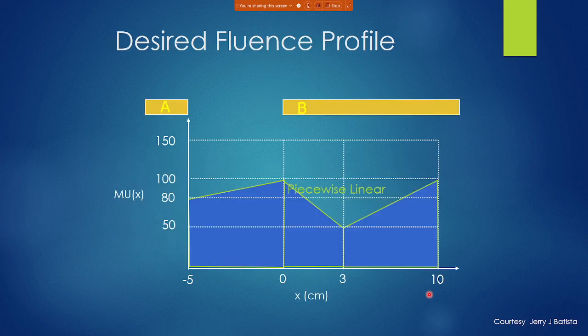So we will solve one piecewise polynomial with this movement. Let me say I want a profile like this where it is 80 MU here, 100 MU here, 50 MU here, and then again 100 MU here. I want to generate this. Let me see how I do this.